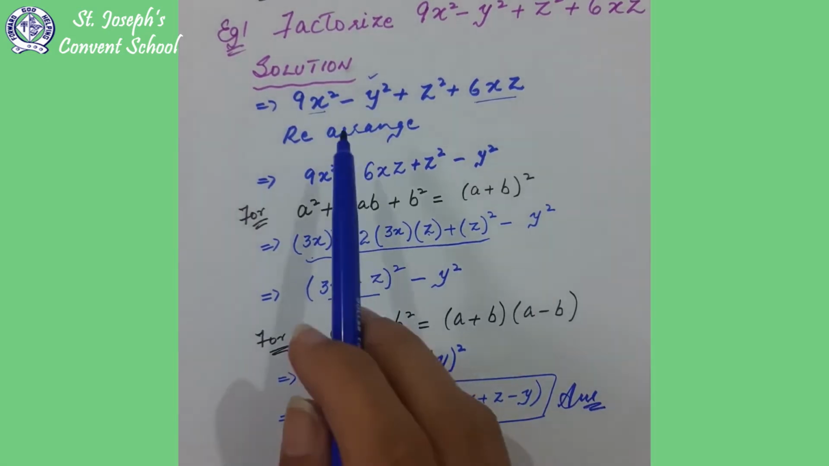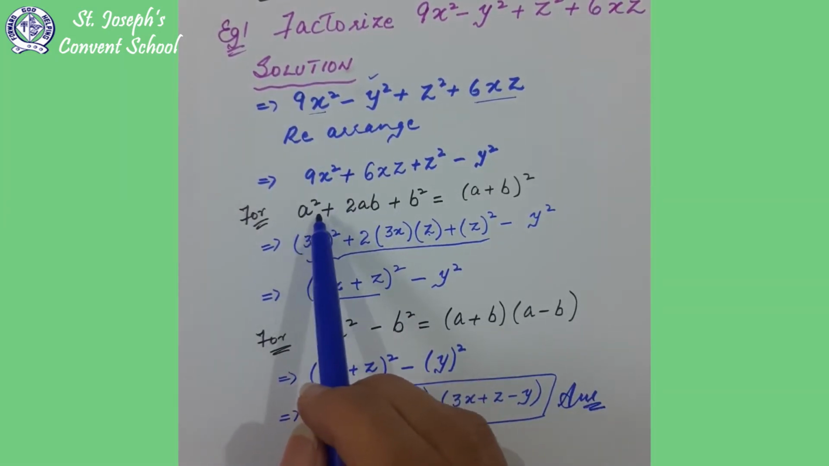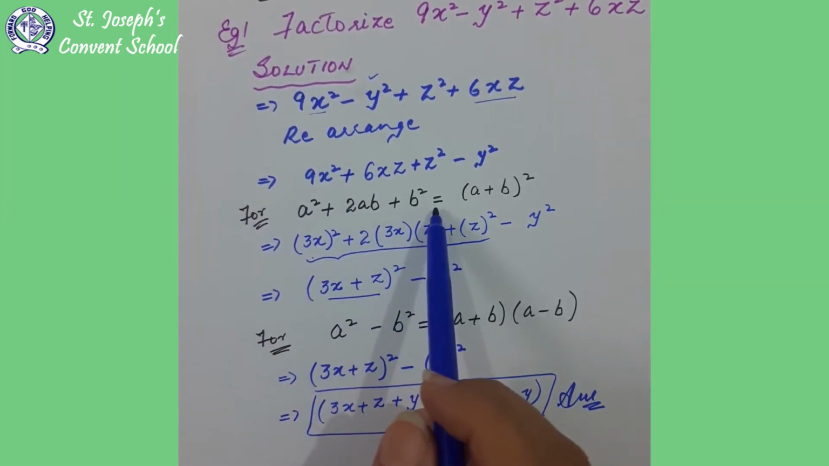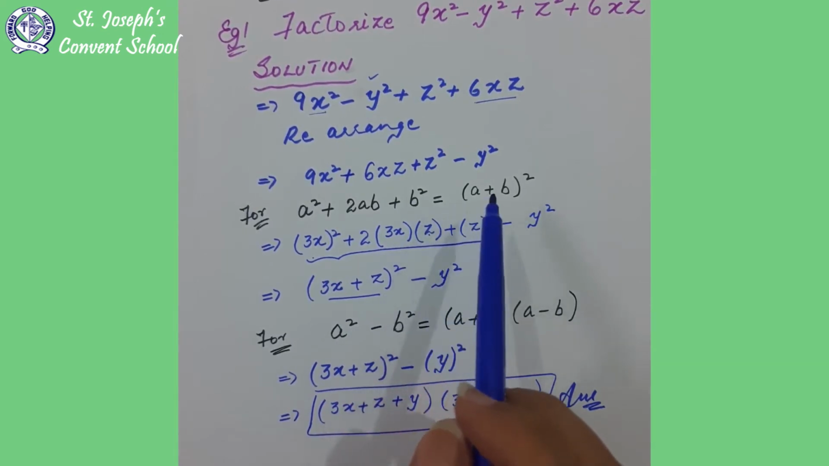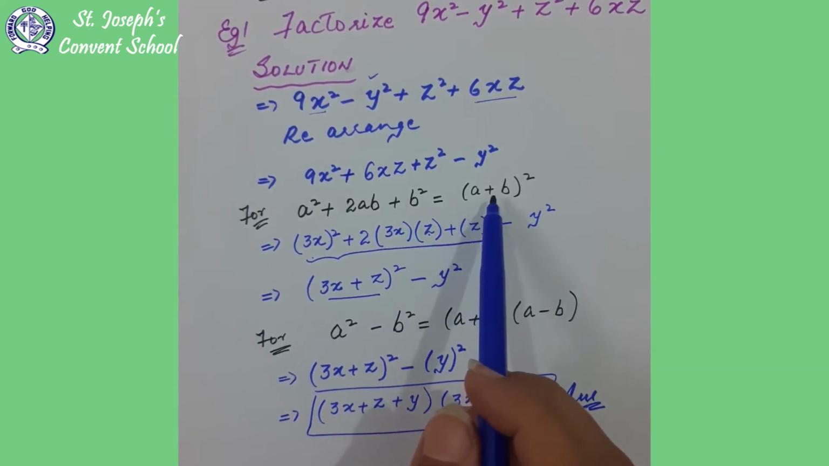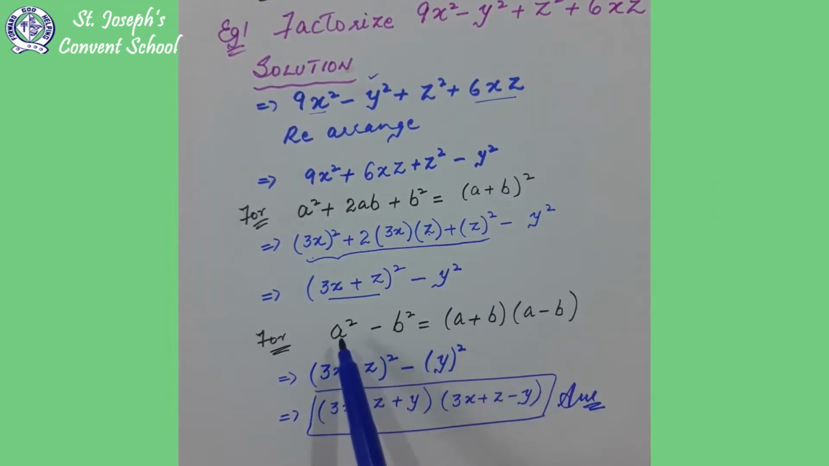First step is to arrange the question according to the a square plus 2ab plus b square formula, and then it equals a plus b the whole square. Then the second step, you arrange it according to the a square minus b square formula. Now I'll give you one more example. If the order is different, how to arrange it? With a different order, how to solve the same type of question.